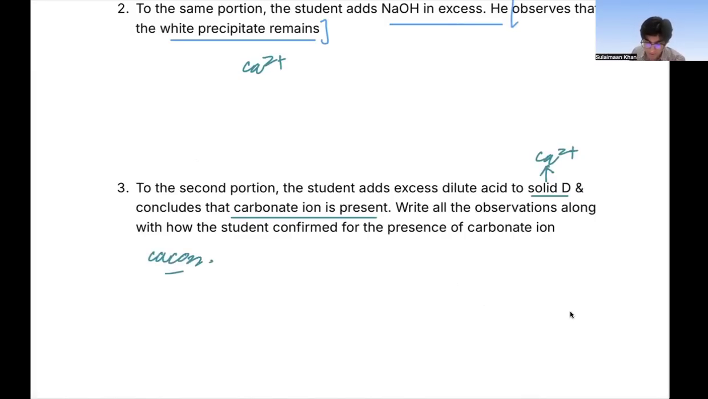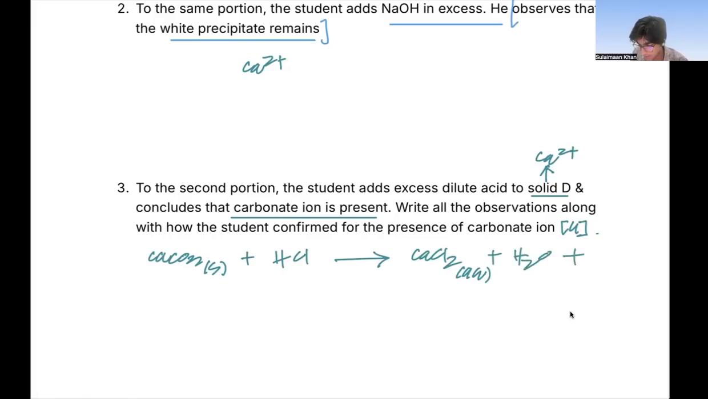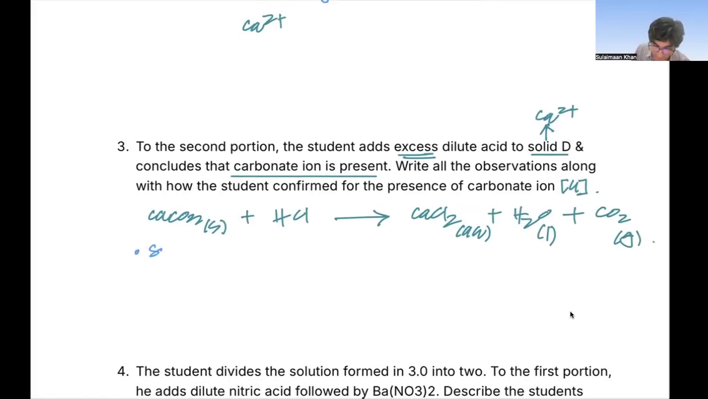Write all the observations along with how the student confirmed the carbonate ion, and this is basically a 4-mark question maybe. So what are all the observations? For all the observations, let me first write the equation. So calcium carbonate must have reacted with dilute acid, let's say dilute hydrochloric acid, right? So it's going to form calcium chloride aqueous, it's going to form H2O, it's going to form carbon dioxide. Yeah, we need to know this. Now, what are all the observations? See, it's excess dilute acid. So excess dilute acid means that this solid would disappear. The solid disappears. Number two is that I also see effervescence right here. Effervescence or bubbling.